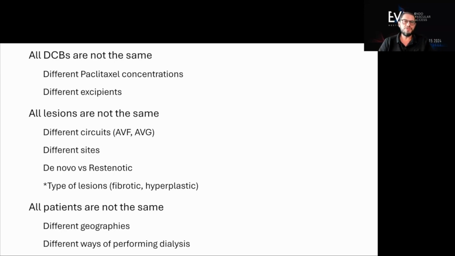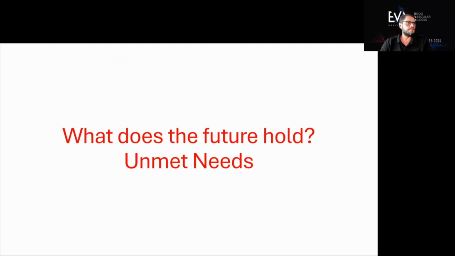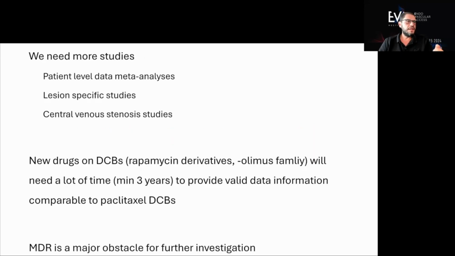We have different geographies, and in these geographies, we have different ways of performing dialysis. What does the future hold, and what are the unmet needs in this field? We need more studies. Ideally, we would like to have a patient-level data meta-analysis so we can pool all this data together and maybe come up with specific lesion site endpoints. Or we can have lesion-specific studies, for example, the cephalic arch or the venous graft anastomosis. And definitely we need more central venous stenosis studies.